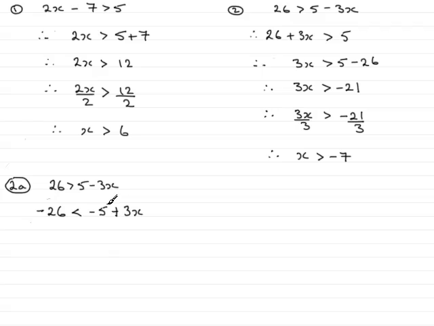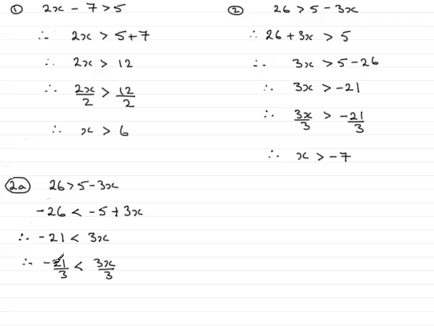Now I would want to add 5 to both sides so that I could remove this minus 5 here. So adding 5 to both sides would have minus 26 plus 5, which would therefore give me minus 21. And that would be less than 3x. So if I divide both sides by 3, I've got minus 21 over 3 and 3x over 3. Now I haven't divided by a negative number, so I do not need to change the inequality sign, so just put it in as it was before.